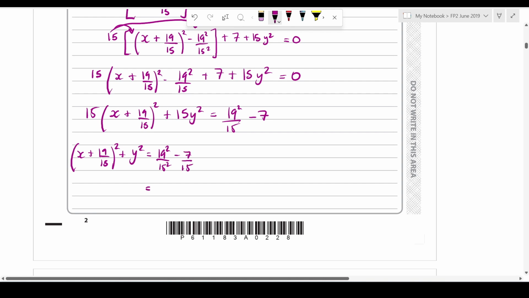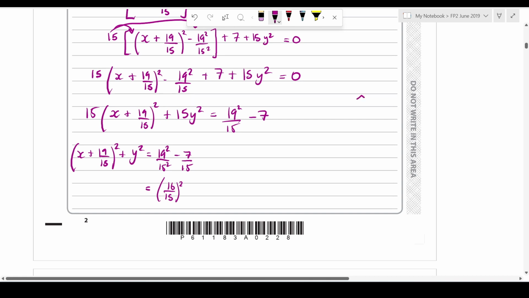So let's put that bit in a calculator, I'm not going to waste time trying to do it in my head. So we've got 19 squared over 15 squared, subtract 7 out of 15. Okay, that gives us 256 over 225. Now if I square root that, that's going to give me 16 out of 15. So the answer to that is 16 out of 15 squared. So I know that's my radius.